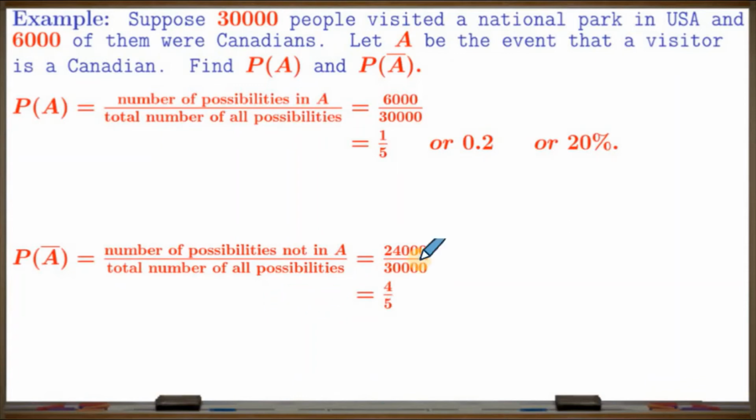Now, this fraction can be reduced to the lowest form, which is this. So this fraction is equal to this, which is also 0.8 or 80%.